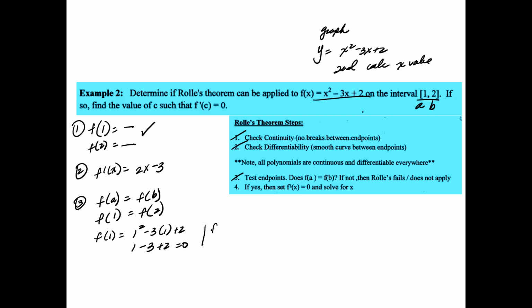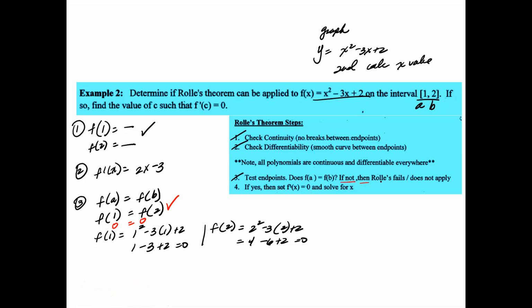So then let's try the other one. f of 2 is equal to 2 squared minus 3 times 2 plus 2, which is 4 minus 6 plus 2, which is also 0. So then here, since we're checking it, does 0 equal 0, which is f of 1 equals f of 2, which is f of a equals f of b? Check. Yes, it is. Okay.